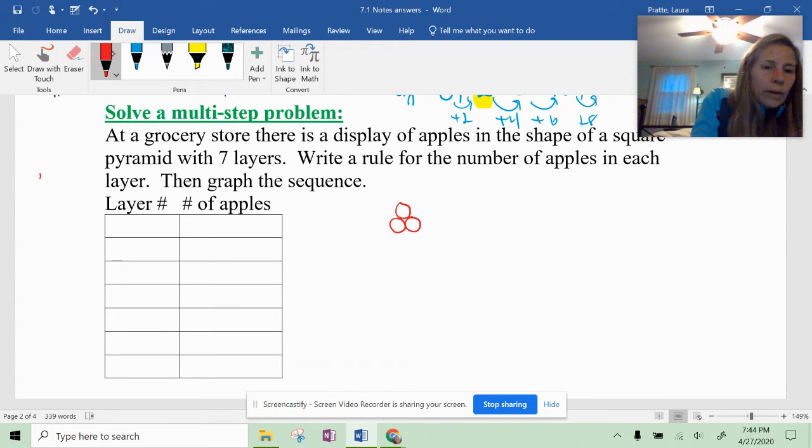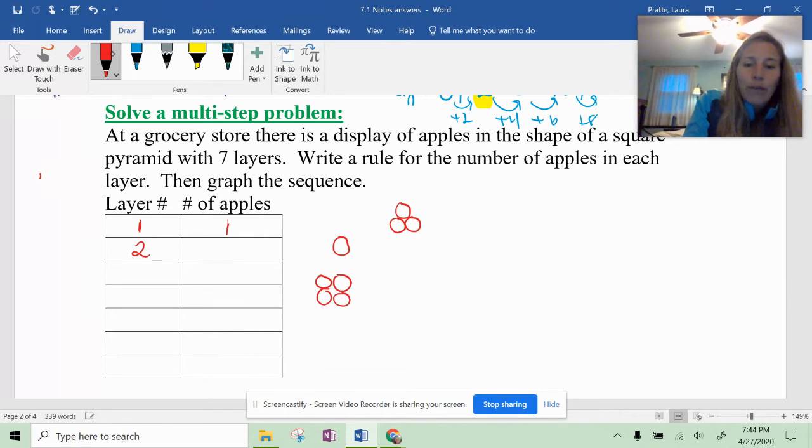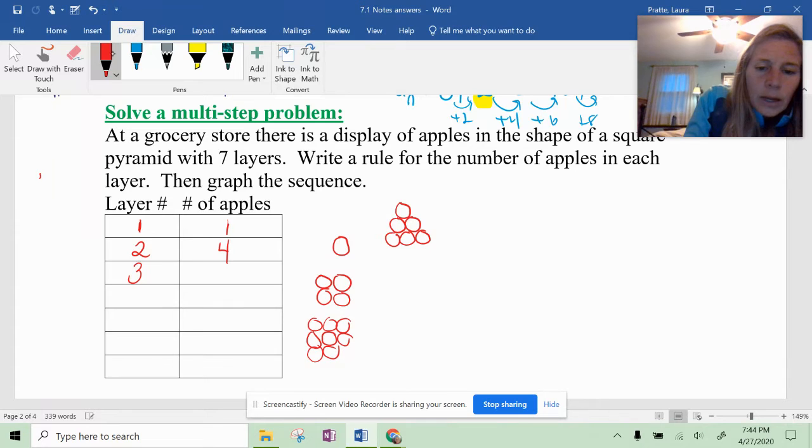So layer 1, we'll work our way from the top, has 1 apple. How many apples do you have underneath that one holding it up? Or oranges or whatever? You would have 4, right? And then you'd place that top one in that middle section. So on the second layer, you have 4 apples. On the third layer, how many do you have to hold those 4? Anybody know? You would actually have 9.